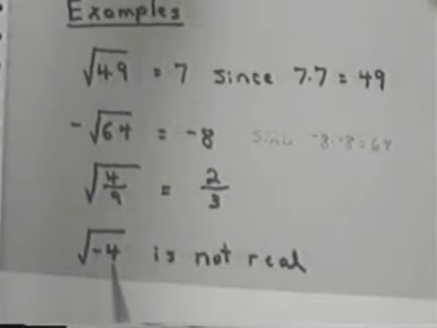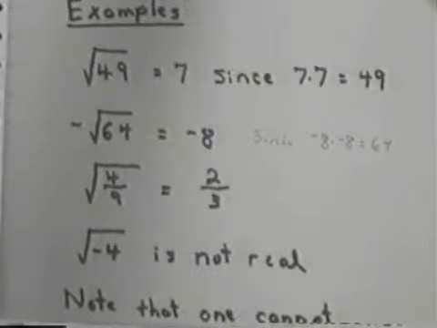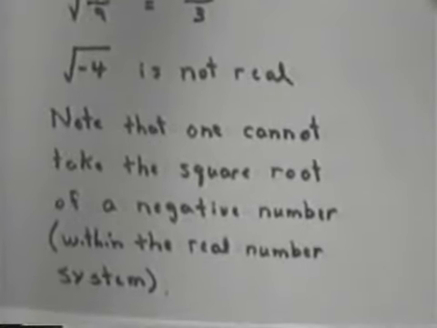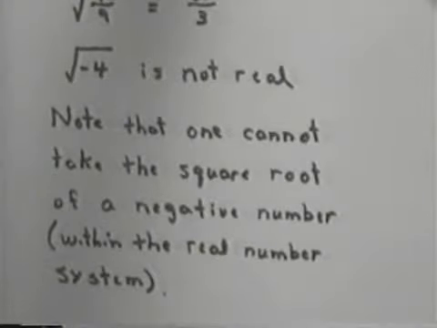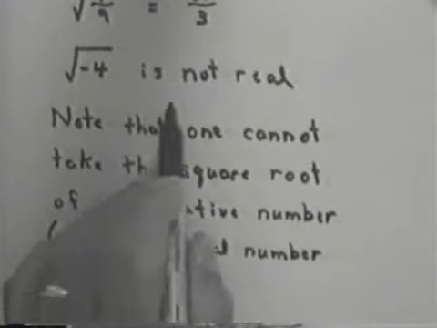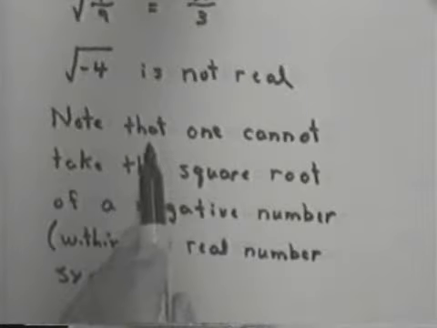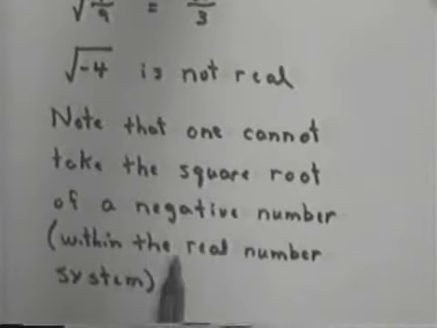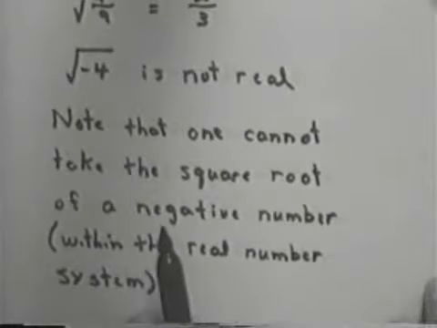The square root of negative 4 is not real. Now why isn't it real? Well, the reason is that one cannot take the square root of a negative number within the real number system. So the square root of negative 4 is not real. One cannot take the square root of a negative number within the real number system.